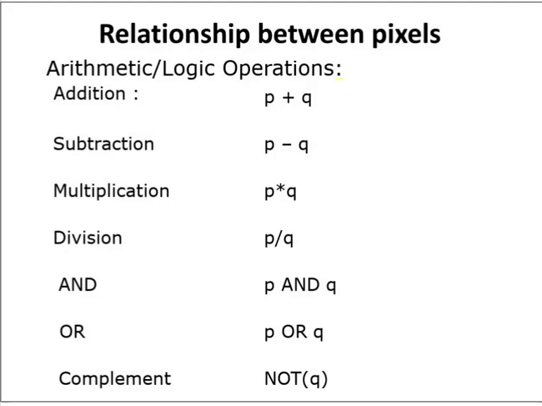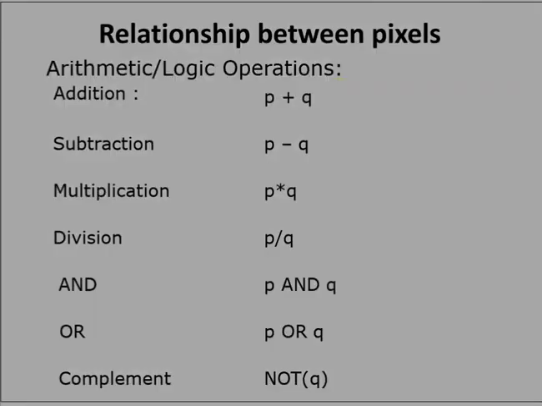Then the next arithmetic operation is multiplication. We can multiply the pixel values, that is P multiply Q. The last arithmetic operation is division. We divide the pixel values, that is P divided by Q. These are all about the arithmetic operations.